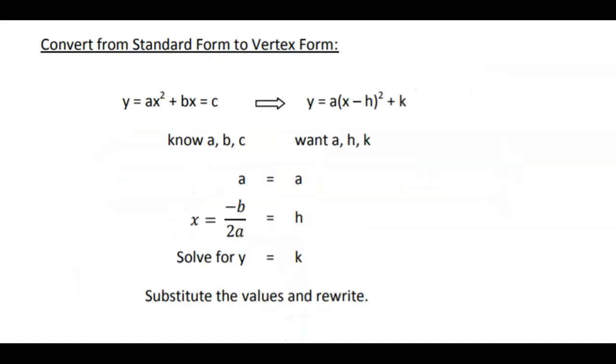So, check it out. This is our process. We take the standard form on the left. We want to get it to the one on the right. We know a, b, c. We want to know h, k. So we know a stays the same. So this and this are perfect, okay? What we're going to do, the math part is right here, these two steps. If you can figure out negative b over 2a, that's going to give you your h value. And then if you plug in and solve for y, you'll get your k value, okay? Substitute the values and rewrite.